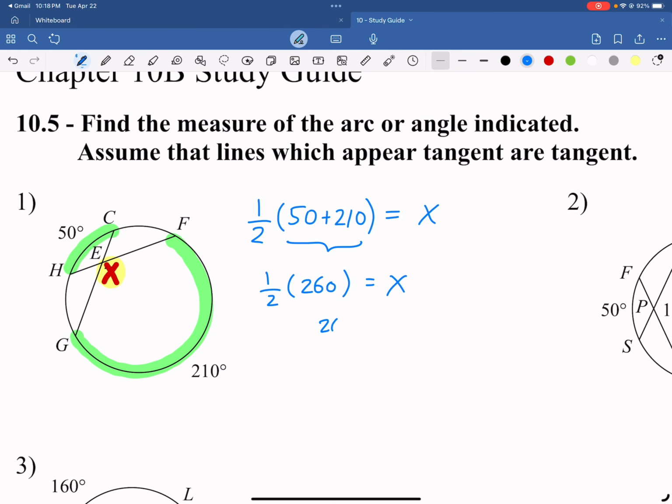Well, that's like saying 260 divided by 2, right? Because again, this just goes under. And so 260 divided by 2, that's going to be 130 is equal to x. 130 degrees, if you want to draw that degree symbol, is going to be what this angle is.